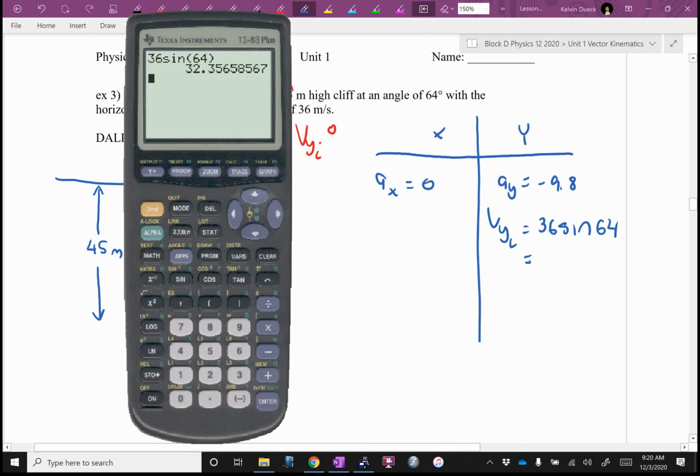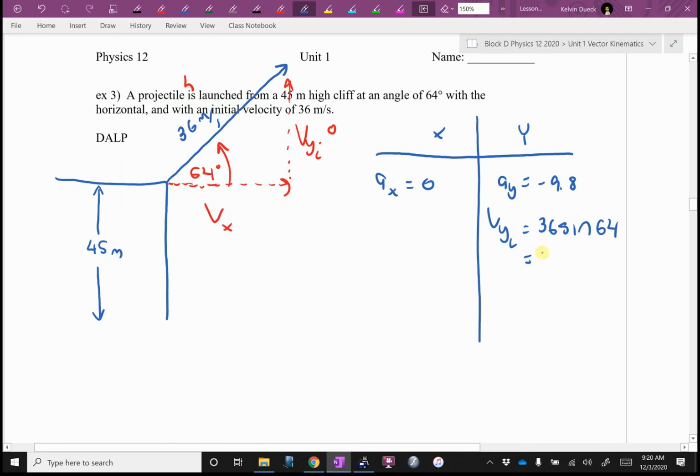32.3566. Vx, of course it is. I said I wasn't going to walk you through it, so now I'm going to shut up. Try continuing on your own.